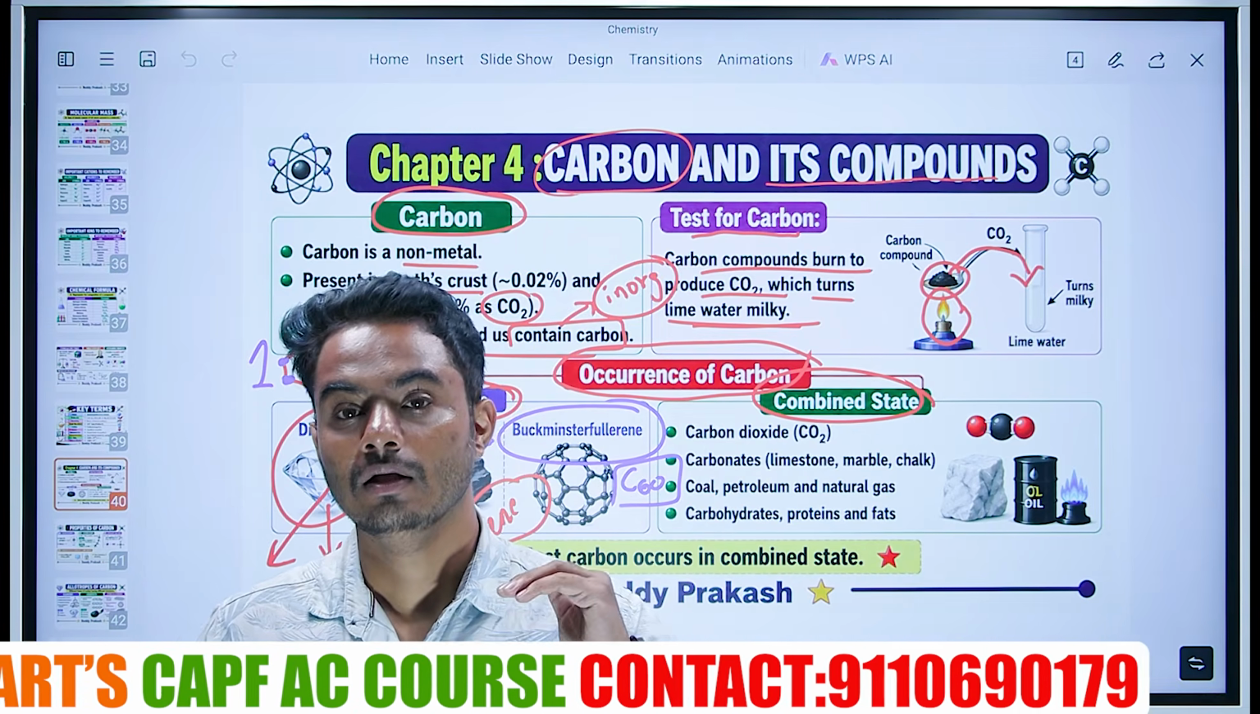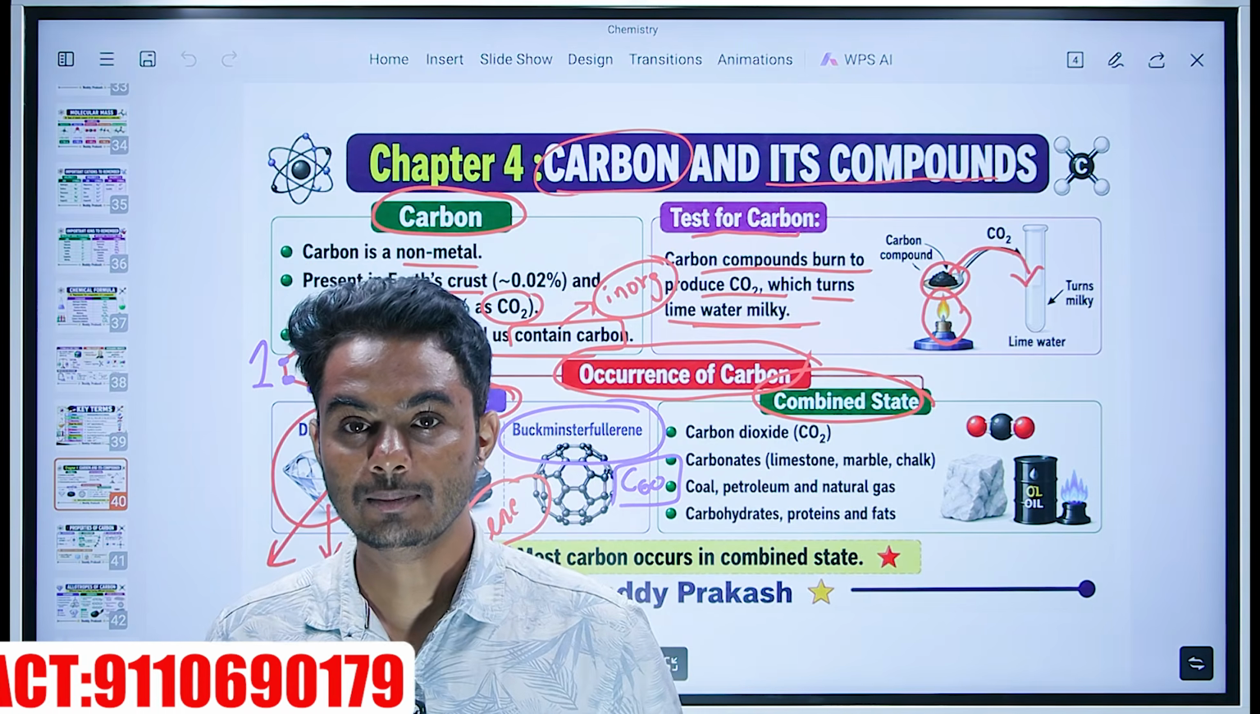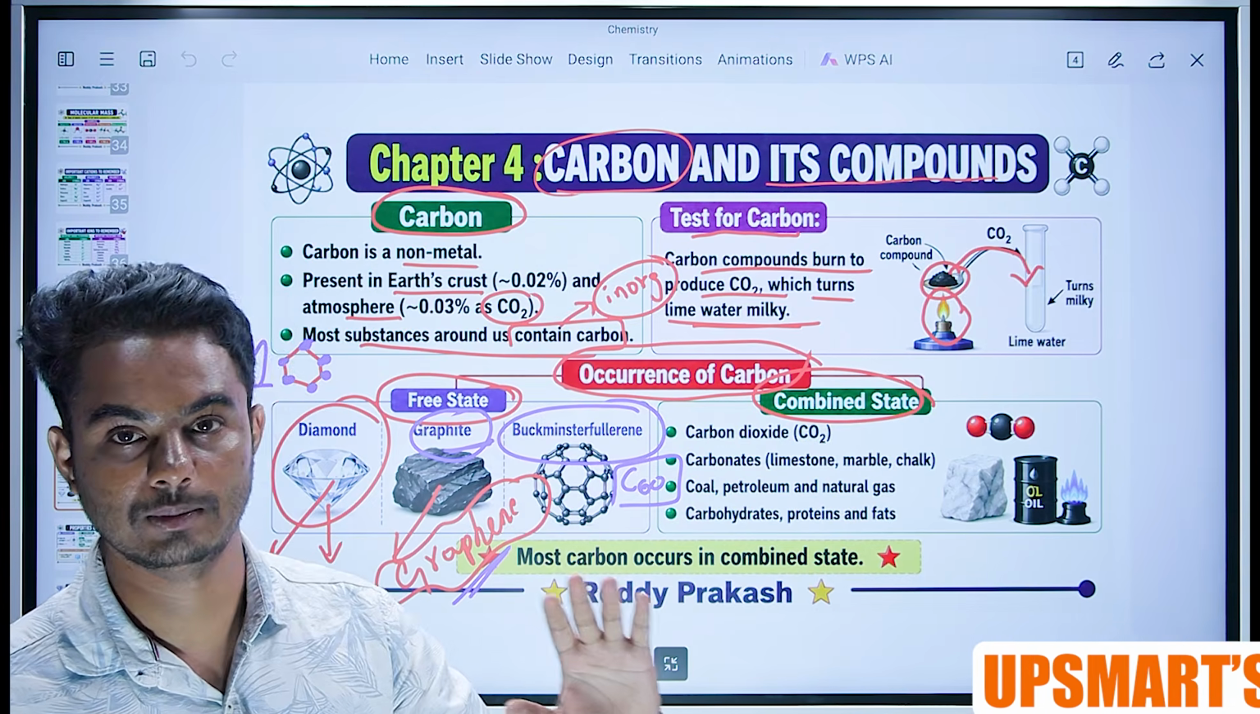The difference between graphene and graphite is very important. Buckminster is ball-like shaped. It will have 60 carbons. That is, all these are free state. Only carbon will be present.